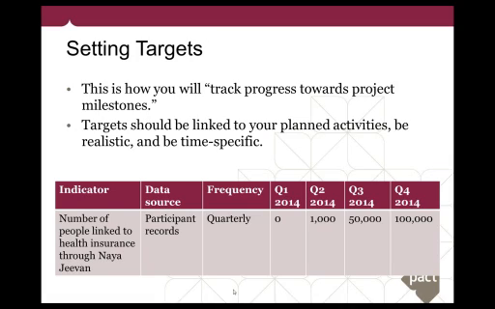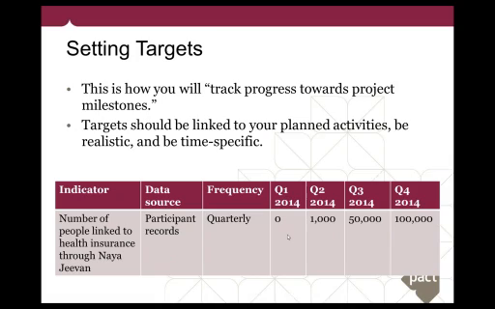This is a good way of both laying out your indicators as well as your targets. So we have here one indicator, number of people linked to health insurance through the project. Then you specify the data source. In this case, it's through participant records. You specify how frequently you'll report on it, quarterly. And then you have the targets for each quarter of the year.